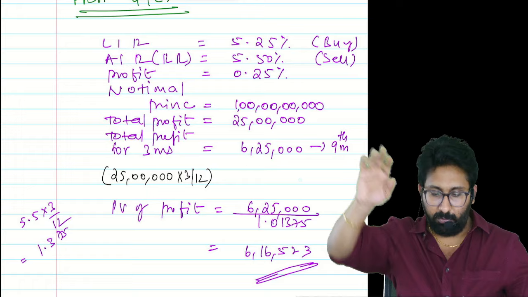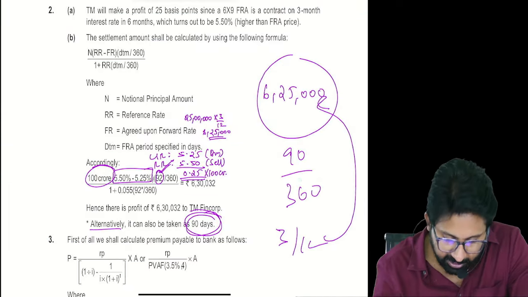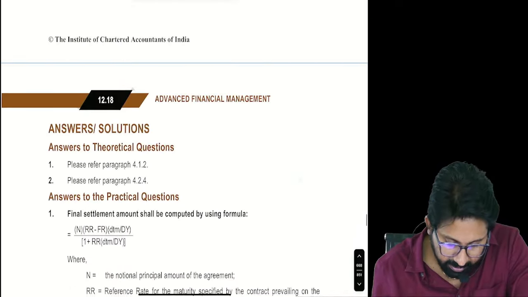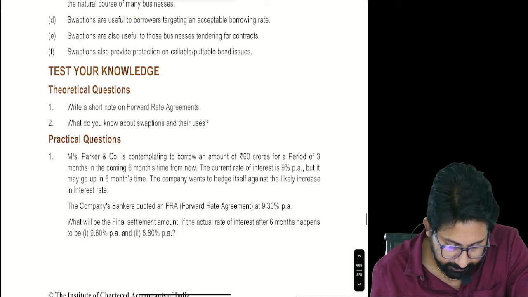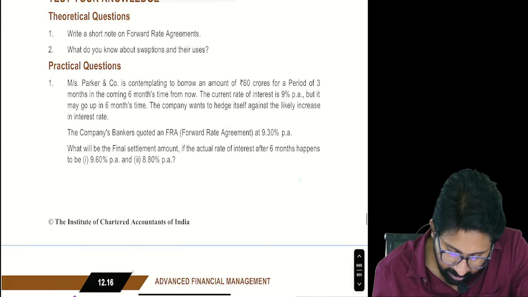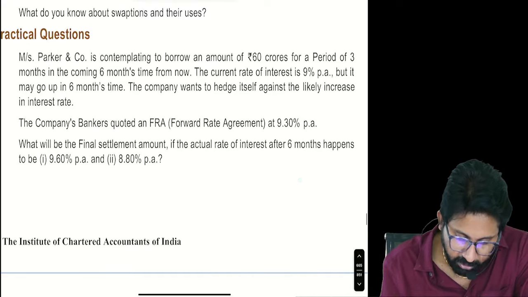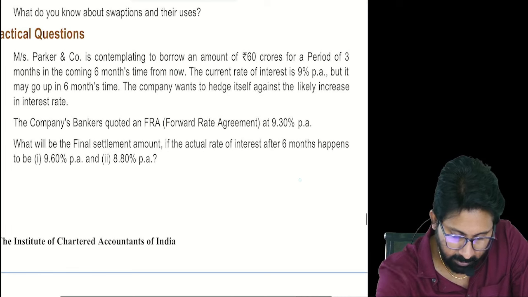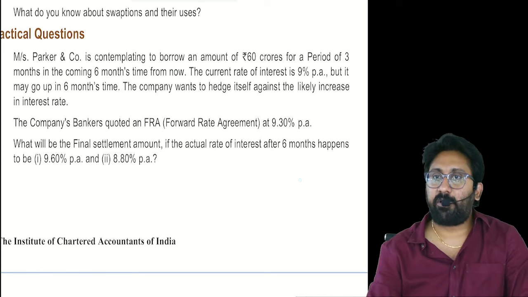Now we are going into the next area called interest rate futures. What is the concept here? Interest rate futures. I will ask you a question. Take question number one.